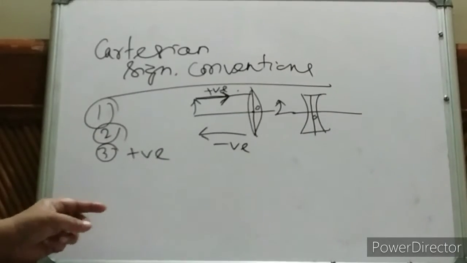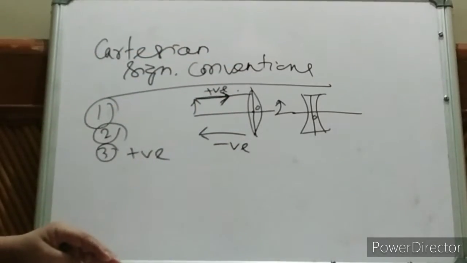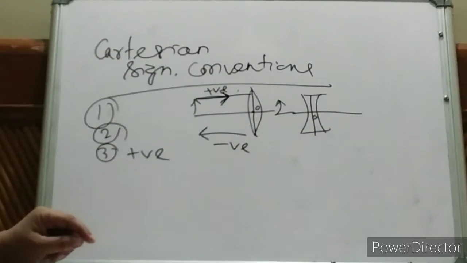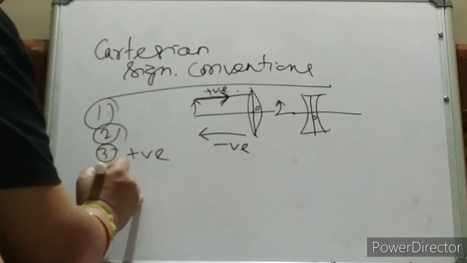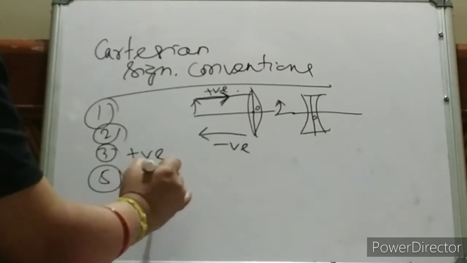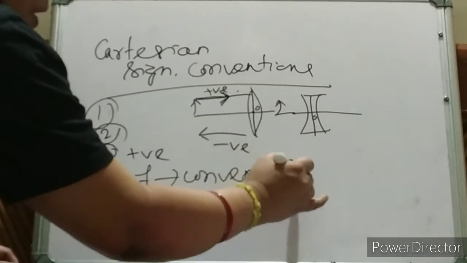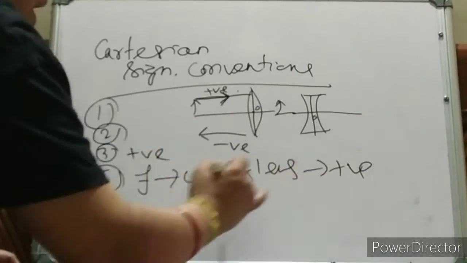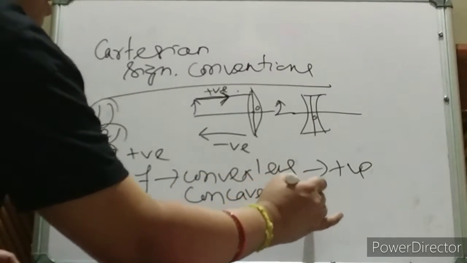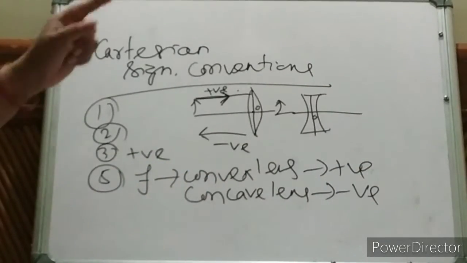The next point: the height above the principal axis will be positive and below the principal axis is negative. A very crucial point, the focal length. Your focal length for a convex lens is positive, and for a concave lens it is negative. Is it clear, children, all the rules before using this lens formula?